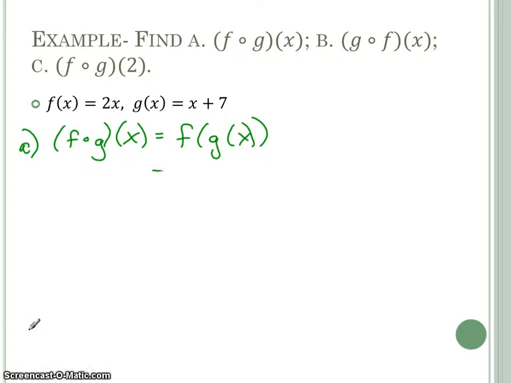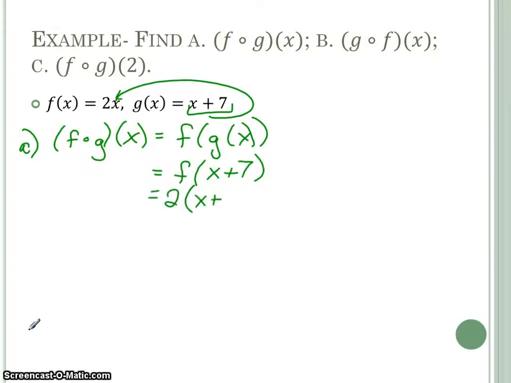So what is g of x? Well, it's x plus 7. So what we're going to do is take x plus 7, and wherever we see an x in our original function f, we replace it instead with x plus 7. So we're going to be taking the x plus 7 and replacing it right in there for our x. So we would end up with 2x plus 14. And that's all we do, except for the domain.